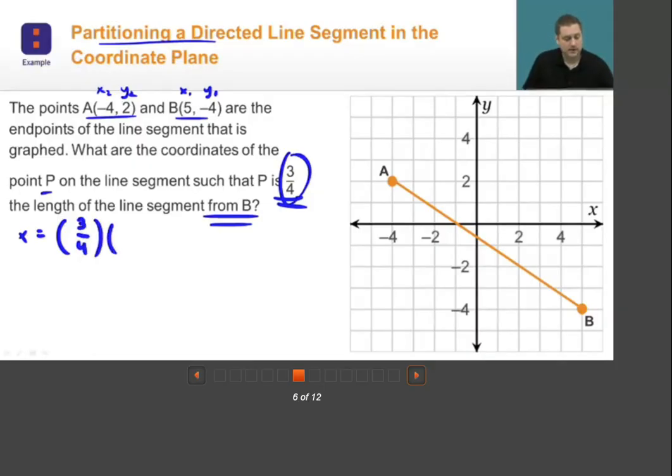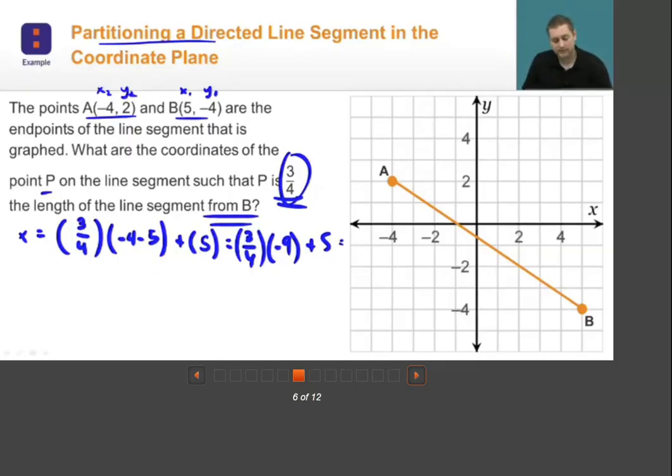Well, x sub 2 minus x sub 1 is a negative 4 minus 5. And then we're going to be adding in x sub 1, which is a value of 5. Well, negative 4 minus 5, that's a negative 9. So we get 3/4 times a negative 9 plus 5. 3/4 times a negative 9 is a negative 27/4. And if I add 5 to that, that's like adding 20/4. A negative 27/4 and 20/4, it's a negative 7/4.